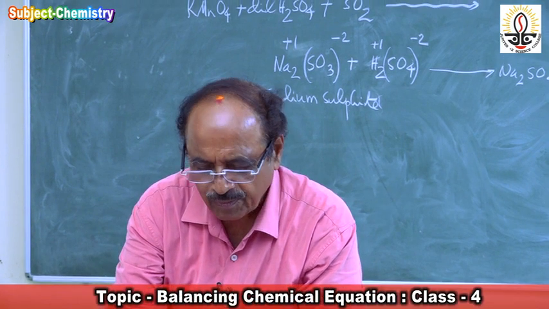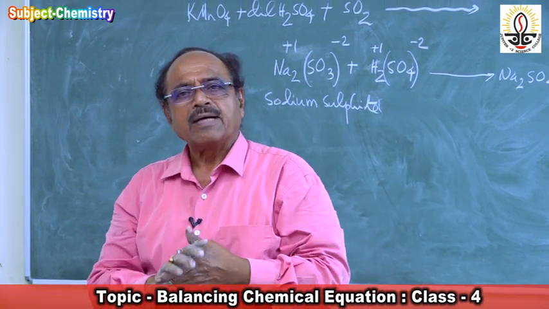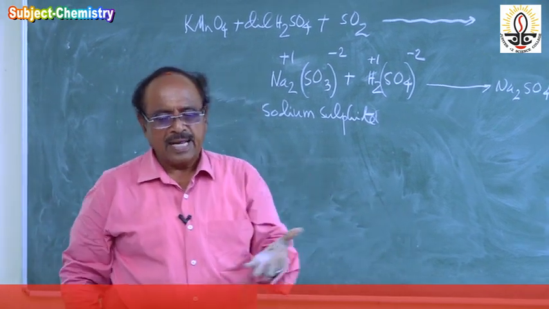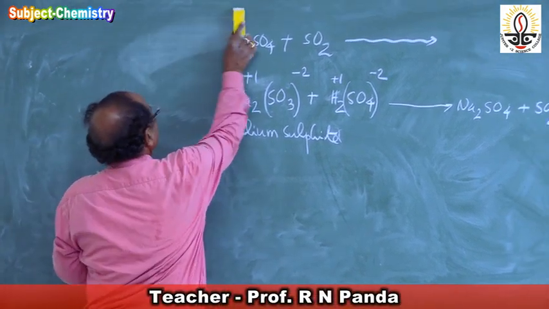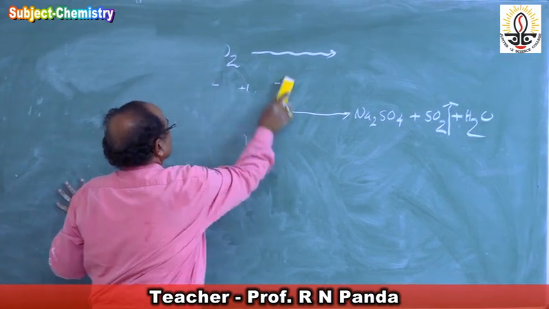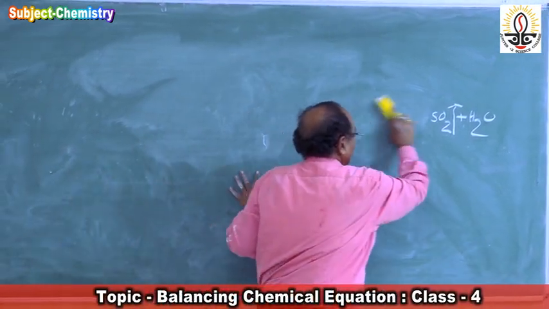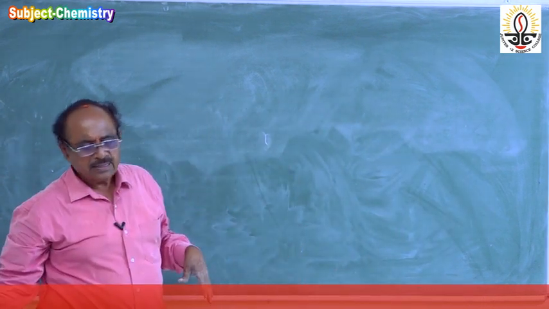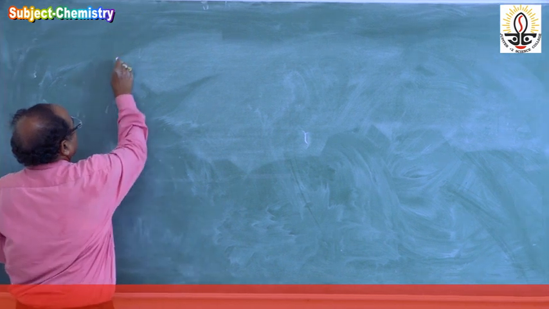So this is a very wonderful reaction. I have shown you, we have done the reaction, we have observed it, and we have balanced this. Now we will take another substance, potassium dichromate, and allow it to react with sulfur dioxide. I will do the reaction. So this is the third reaction I am doing.